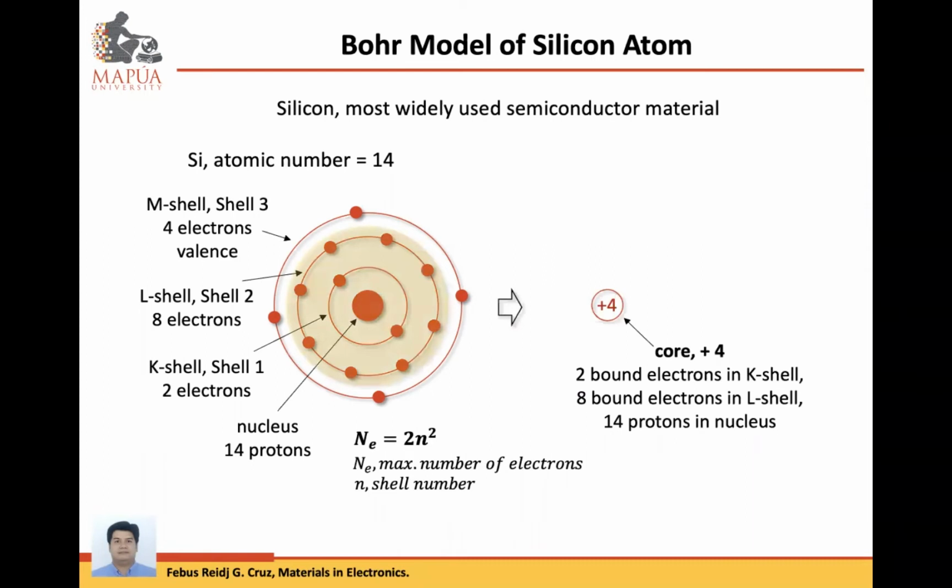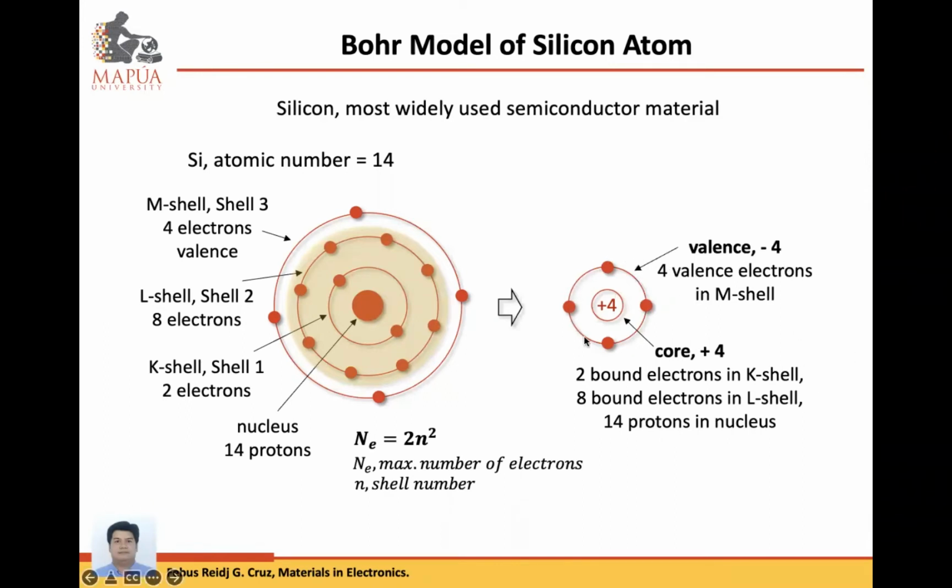And as we all know, valence electrons are the only electrons contributing to electricity. So what we are going to do is we are going to group together the bound or the inner electrons together with the protons and represent all of them as a core. So you have 14 positive protons together with 2 bound electrons in K shell and 8 bound electrons in L shell for a net charge of positive 4. So the positive 4 core again represents the protons in the nucleus and the bound electrons. And surrounding this core, we have the valence having 4 valence electrons. So the charge would be negative 4.